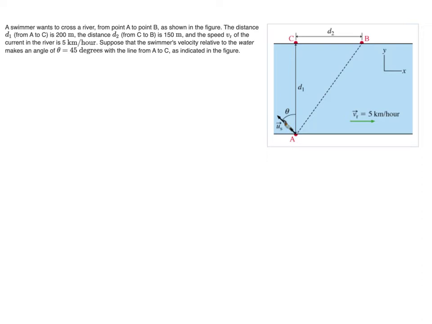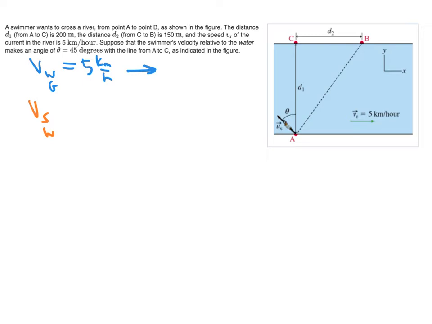All right, a couple things. I'm going to rename some of these things. The velocity of the water relative to the ground is 5 kilometers per hour, and it points that way. And the velocity of the swimmer with respect to the water, which is the thing that they want. In the end, they ask for the speed of the swimmer relative to the water.